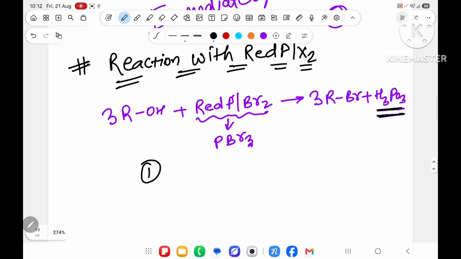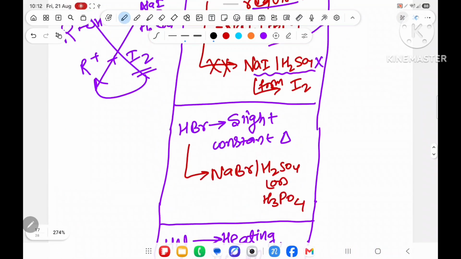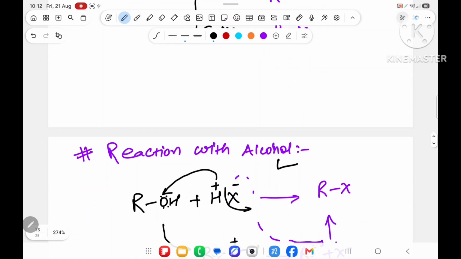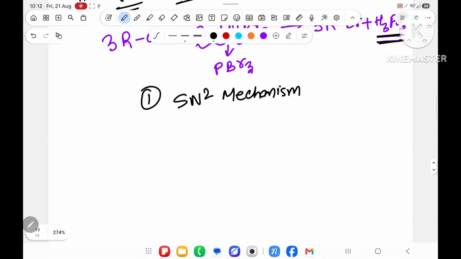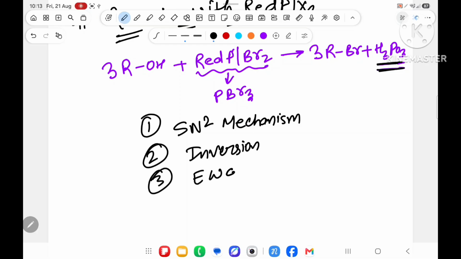First important point: it will follow the SN2 mechanism. The reaction with alcohol, HX, follows the SN1 mechanism, but red phosphorus with X2, that is PBr3, will follow the SN2 mechanism. Second important point: if SN2 is there, then inversion will be there. If inversion is there, then an electron withdrawing group will increase the rate, not an electron donating group.